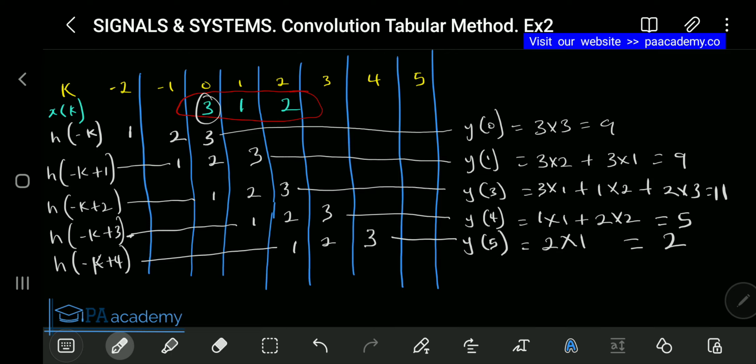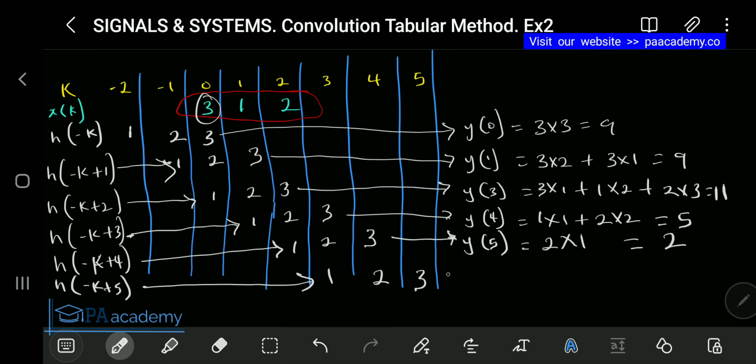Alright, so let me add the h of minus k plus 5. If you shift this also, it will start from here. So this will be 1, 2, 3. Are we good? So this is to this. Let me just put that arrow. The reason I'm adding this line is so that you can get the horizontal arrangements, because the table is not properly aligned.